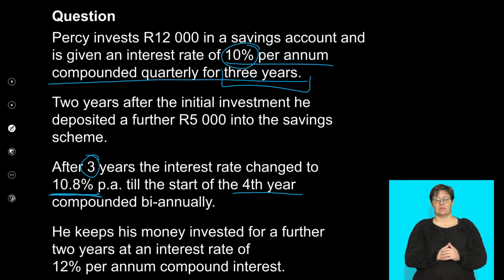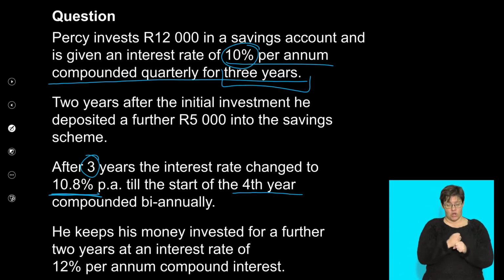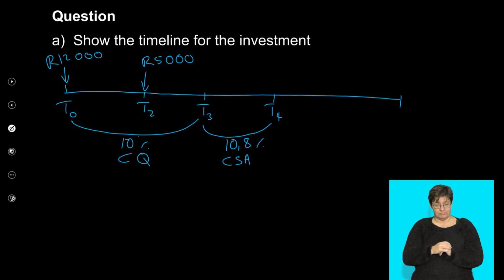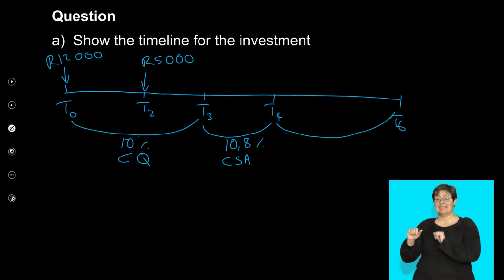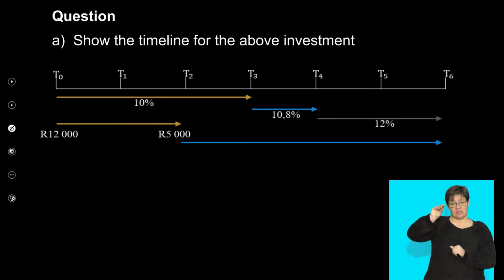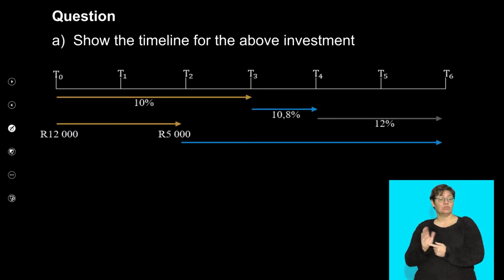And then the last thing they say is he then decides to keep his money invested for a further 2 years at an interest rate of 12% per annum compound interest. Now, let's understand this. From T4 up until T6, this person now gets 12% interest. Now, if we show this on a timeline, this is how my investment is going to look.